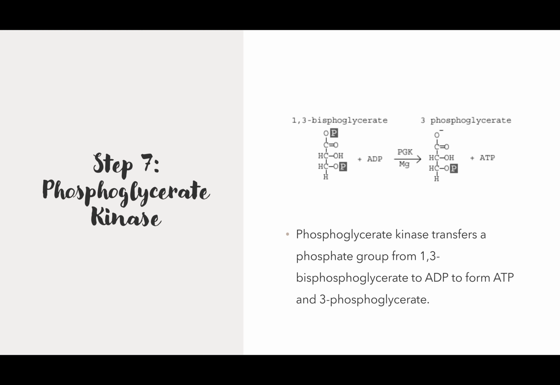For step 7, we have phosphoglycerate kinase, right? So in this case, the kinase transfers the phosphate group from 1,3-bisphosphoglycerate to ADP to form ATP, right? So we end up now with 3-phosphoglycerate, and we have the production of 1 ATP molecule. Notice that these occur twice, so technically we already have 2 NADHs and 2 ATP molecules.